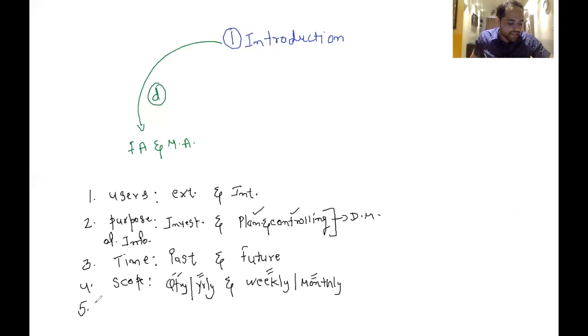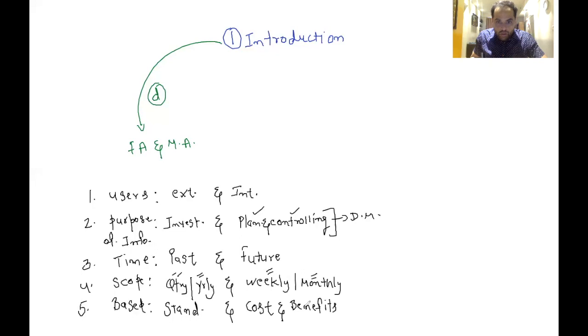And the last difference is the basis. Financial accounting is based on particular standards that you're going to study in your financial accounting modules. So whatever information we record, the way we record the information in our accounts in financial accounting, we use the standard. A standard is a framework that we use to record the information. However, management accounting depends upon cost and benefits. So whatever money we spend, what will be the benefits from it, right?